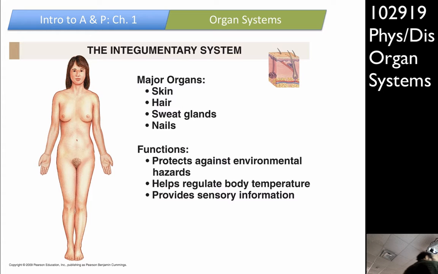And then lastly, it gives you information. It collects information about the world that you live in. So the integumentary system is a collection of organs that are working together to provide these functions.